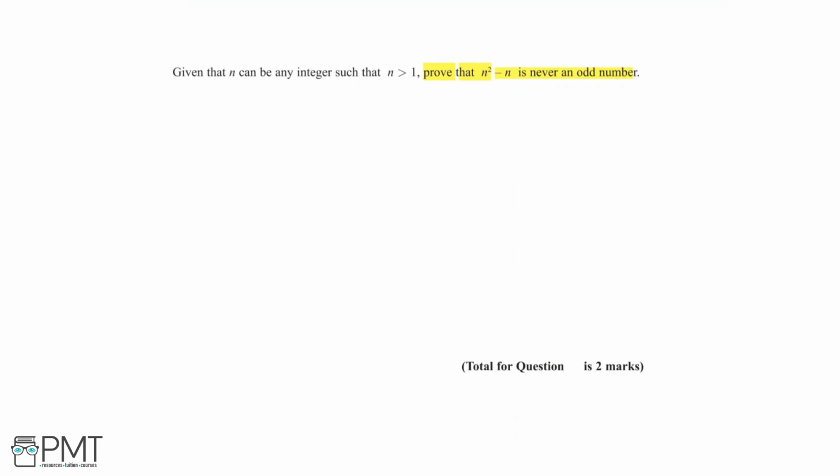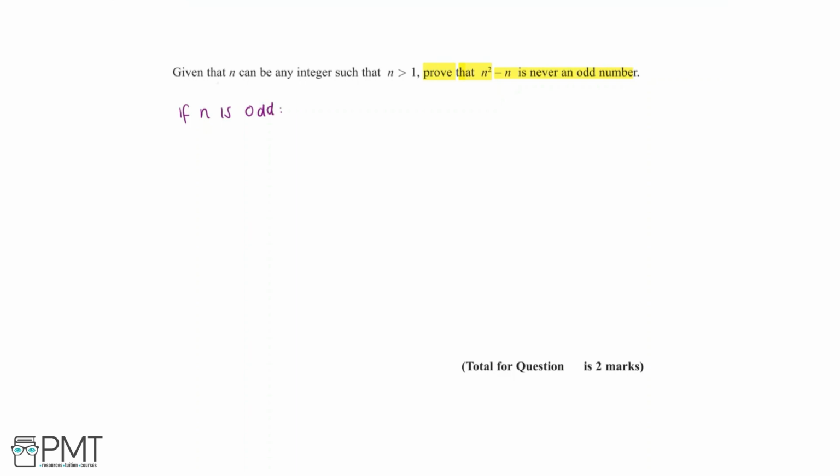Let's start by finding n squared minus n when n is an odd number. Now algebraically, we can write an odd number as 2n plus 1 or 2n minus 1. We know that 2n must be an even number because anything multiplied by 2 is even. And so 2n plus 1 or 2n minus 1 is a number before or after an even number, which means that 2n plus 1 or 2n minus 1 is always an odd number.